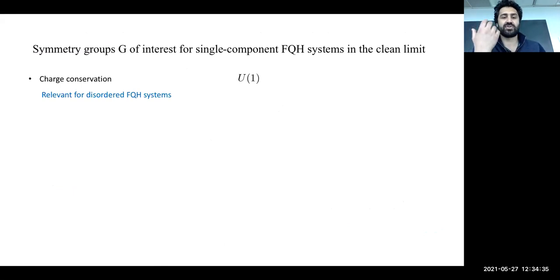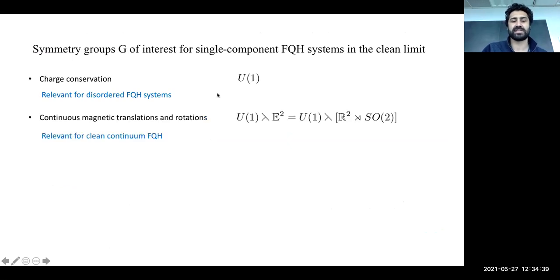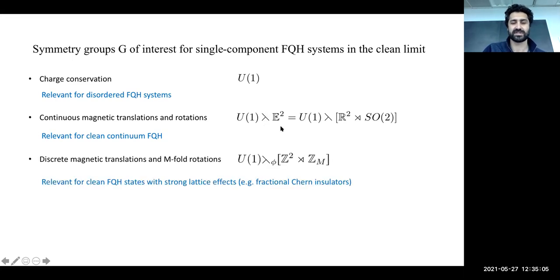So, symmetry groups of interest: the most basic one is just U1 charge conservation. But if you consider systems in the clean limit, you also have continuous magnetic translations and continuous rotations. That involves the Euclidean group, but you should think of it as a U1 central extension of the Euclidean group. The central extension encodes the fact that translations don't commute, and we have this magnetic translation algebra. I use this funny symbol that I learned from Xiaogang to denote the fact that we have this non-trivial central extension.